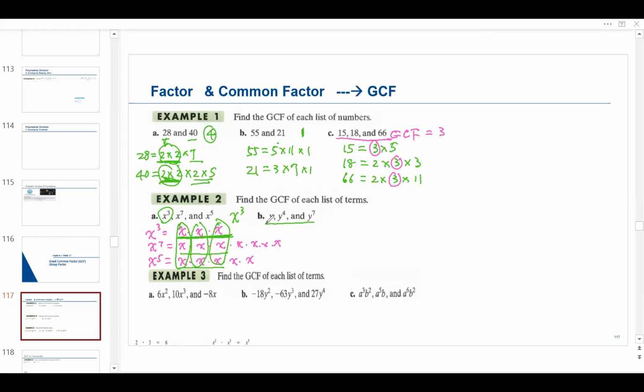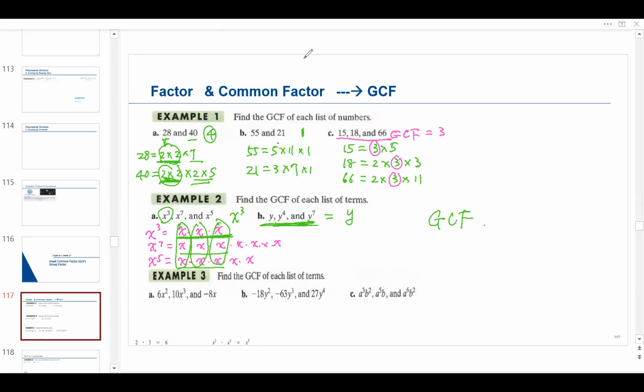So we can easily find that the greatest common factor here is y, right? The first one has only y, the second one y to the 4th, then y to the 7th. So y is their greatest common factor, right? This is a very good example to show us how to find the greatest common factor.